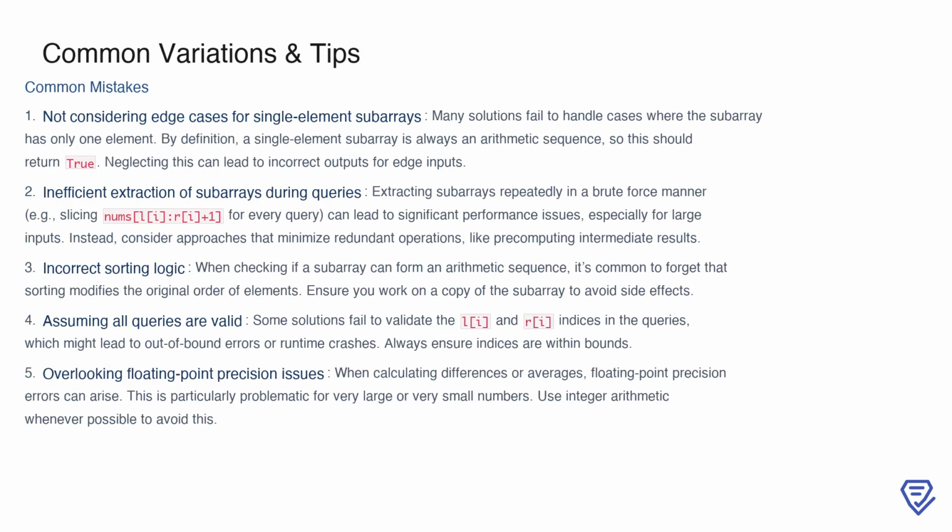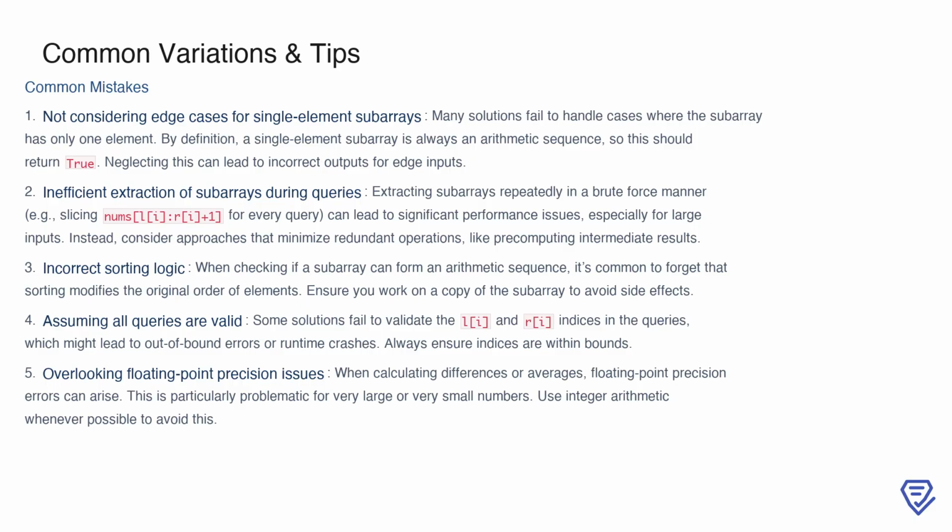When solving the arithmetic subarrays problem, there are several common mistakes to watch out for. First, overlooking edge cases for single-element subarrays can lead to incorrect results. Remember, by definition, a single-element subarray is always an arithmetic sequence, so it should return true without additional checks.